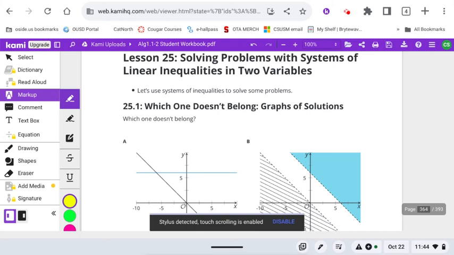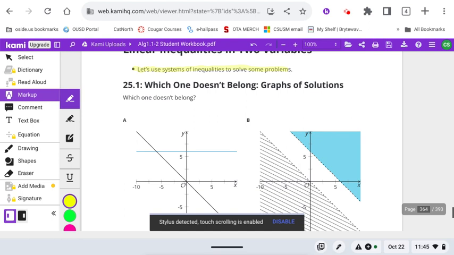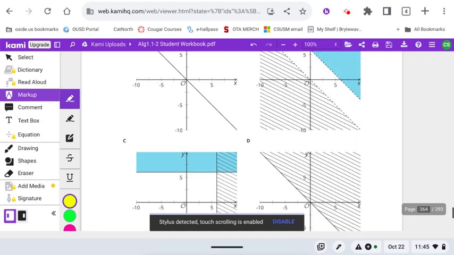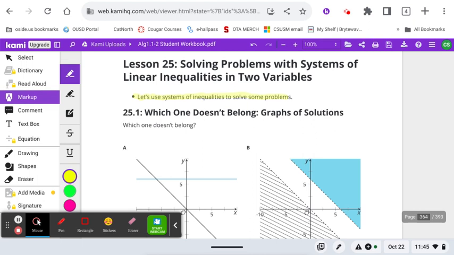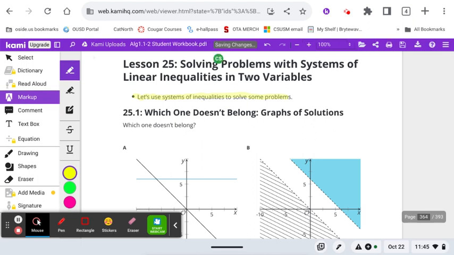All right, today we're going to do lesson 25, solving problems with systems of linear inequalities in two variables. This is Illustrative Mathematics by Imagine Learning. And we're going to go ahead and look right now at the objective for the day. Go ahead and highlight this. This is on page 361 of your student workbook. Let's use systems of inequalities to solve some problems.